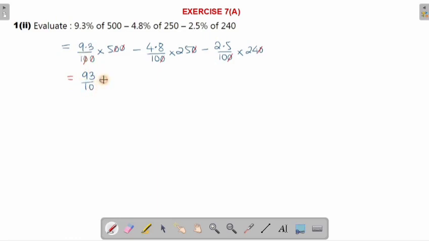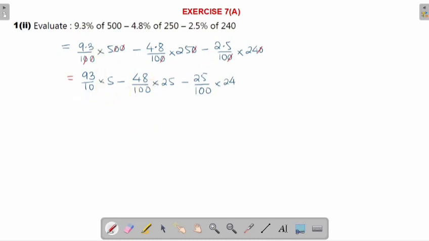93/10. Into we have 5 minus, okay, similarly let's convert this, so you have 4.8 can be written as 48 divided by, we have 10, so it becomes divided by 100. Okay, so into we have 25 minus, so we have 2.5 which can be written as 25/10, so this becomes 100 into we have 24. Right, so let's see the cancellation here.